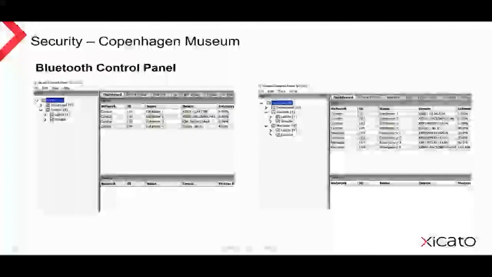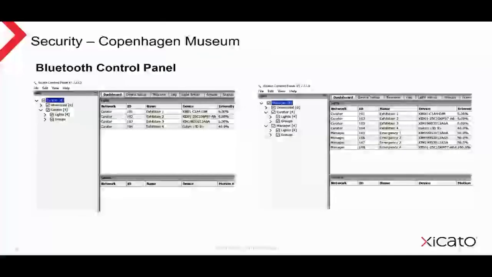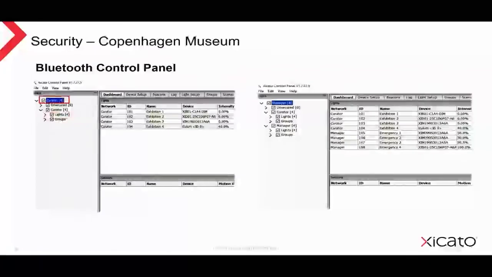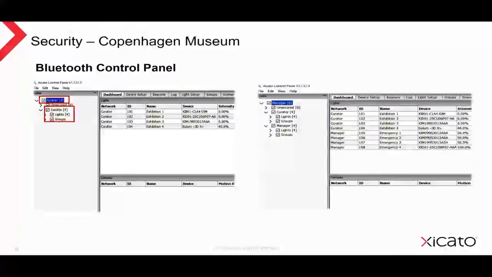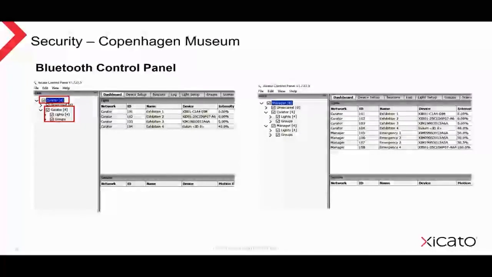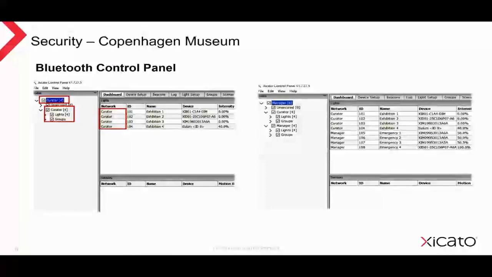So this is a screenshot of the control panel. Within the Bluetooth control panel, the setup was as follows. First, we created a curator site file. And within this site, we then defined a secure network, also called Curator, into which all exhibition lighting was placed and therefore visible by those using the site file.